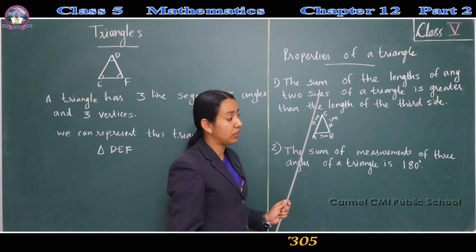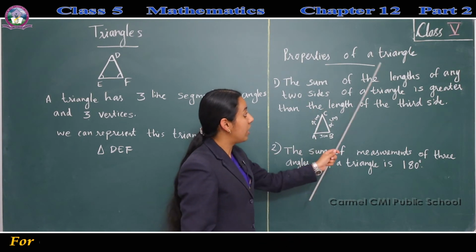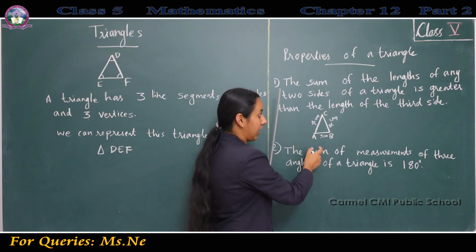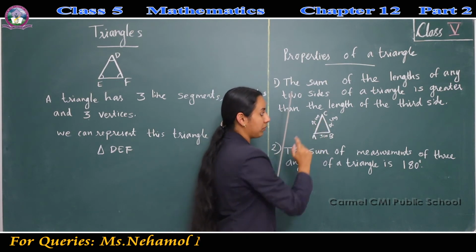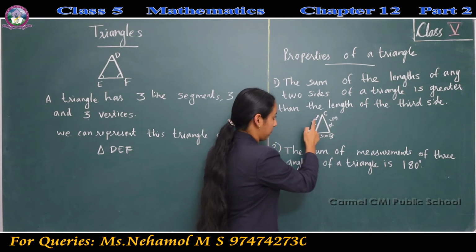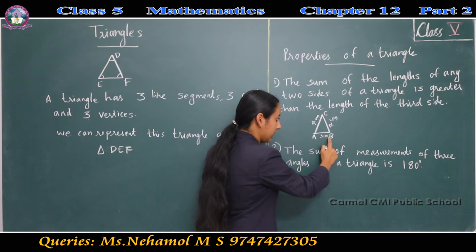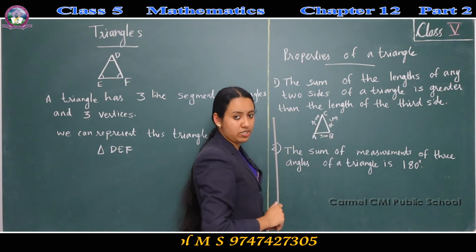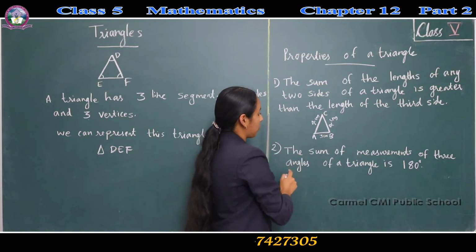What is the first property? The sum of the lengths of any two sides of a triangle is greater than the third side. Consider this triangle ABC. This side is 4 centimeter, this side is 3 centimeter, and this side BC is also 4 centimeter. What is the property?